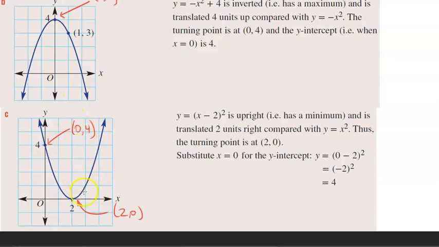So sketching these graphs is quite simple as long as you know what type of shifts are happening, what type of dilation is happening, and whether there's a reflection or not.